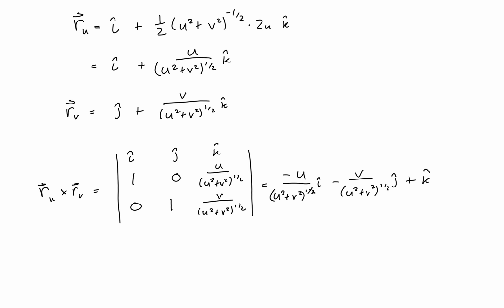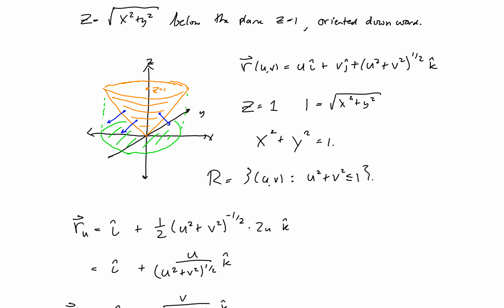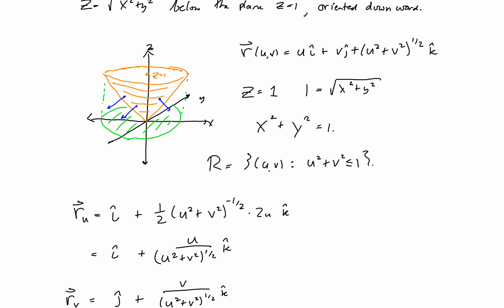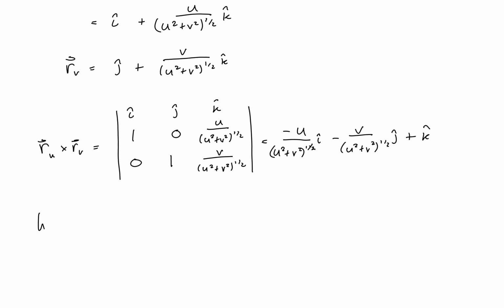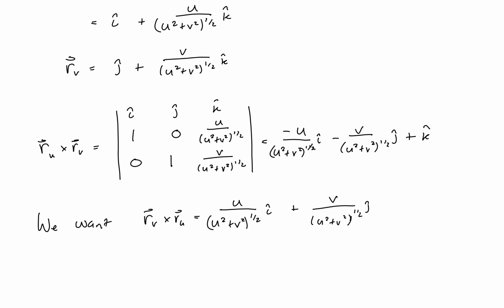And now this is where we go back and ask, is this the correct orientation? Well, notice the coefficient of k is positive, so this is going to be pointing up. We also see the coefficients of i and j are both negative, so that's going to be pointing back towards the z-axis. And so this is the negative of what we want. So we want to match our orientation, we want r_v cross r_u, which is just the negative of this vector. So that needs to be our normal vector, not unit, but normal vector.